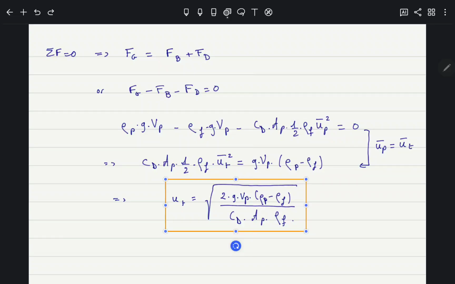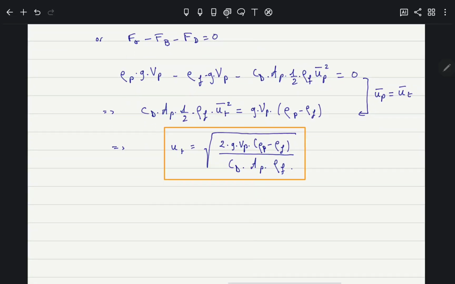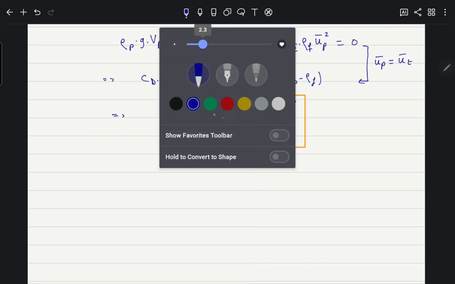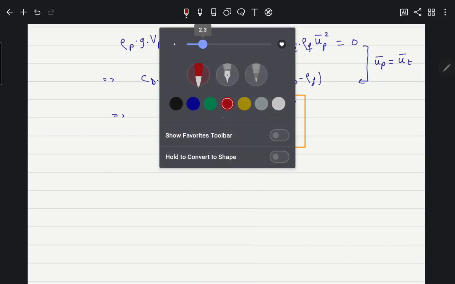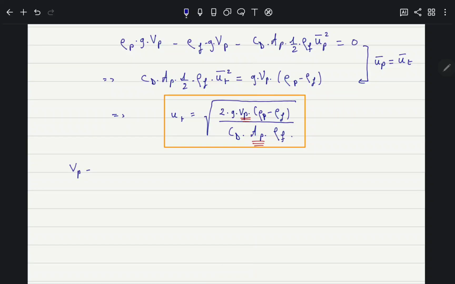Of course, we can try to go a little bit further, and what we're going to look at now is this term Ap and that term Vp. So Vp, we know it's the volume of the particle. So the volume of the particle can simply be expressed as pi dp cube divided by 6, where dp is the diameter of the particle.